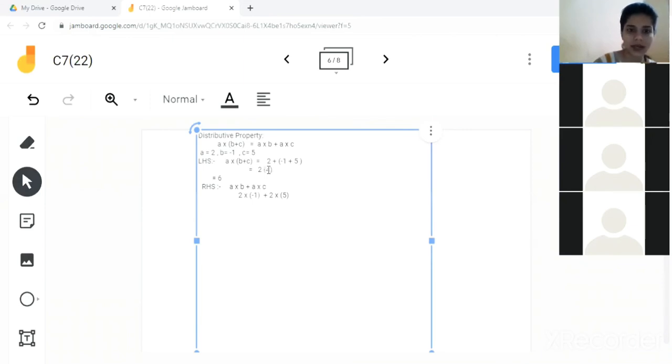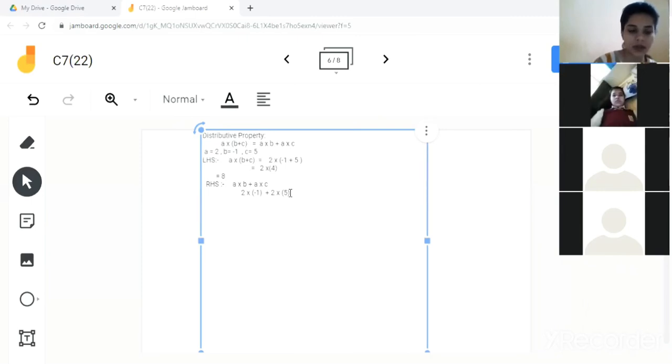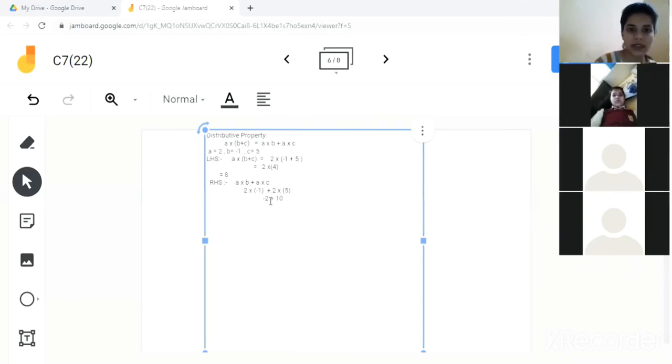Here is the multiplication sign, children. So -2 plus 10. Positive, negative is negative. So the answer is 8. So the left hand side and right hand side are equal.